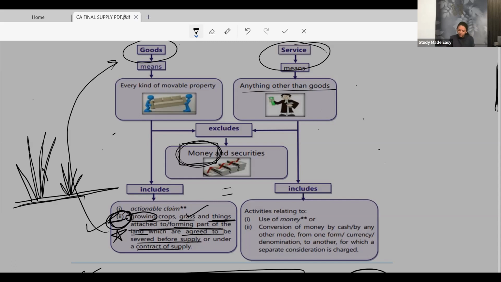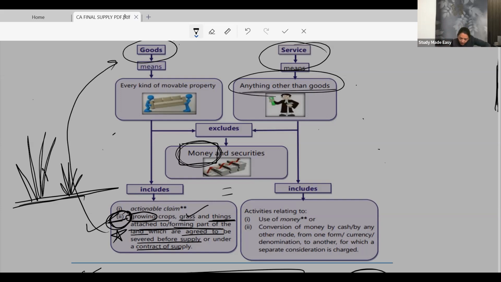Now understand the definition of goods. Can I say goods have movable property? Goods have actionable claim, but actually only lottery, betting and gambling. Then, goods also have growing crops, things attached to land, grasses. And what is not goods? Money is not goods, securities are not goods. Service means anything other than goods, so all the immovable property was actually included, but sale of land and building they have exclusively excluded. This is not included in your definition of service.